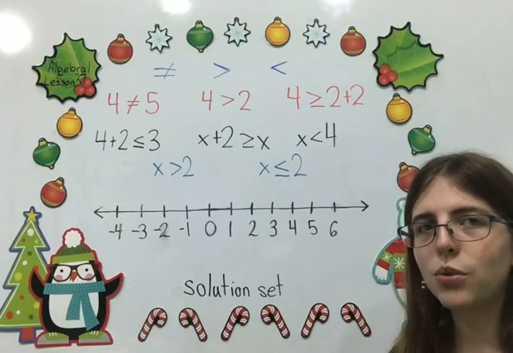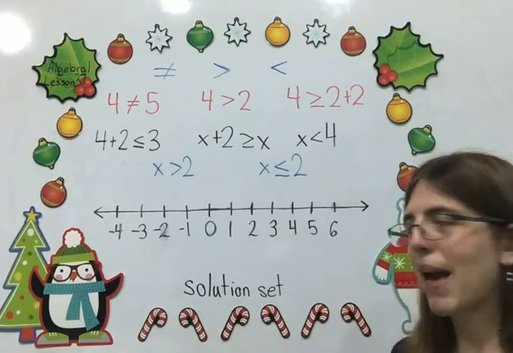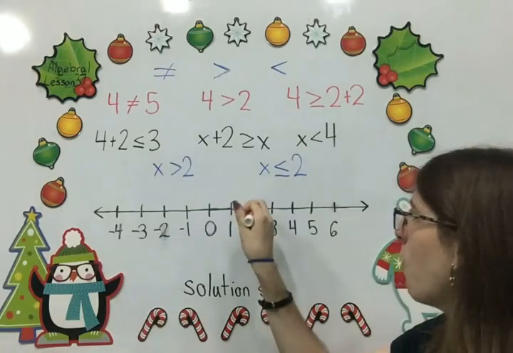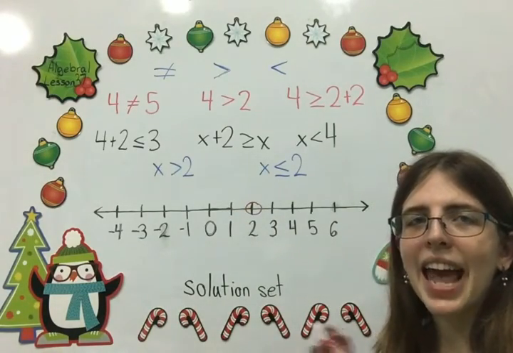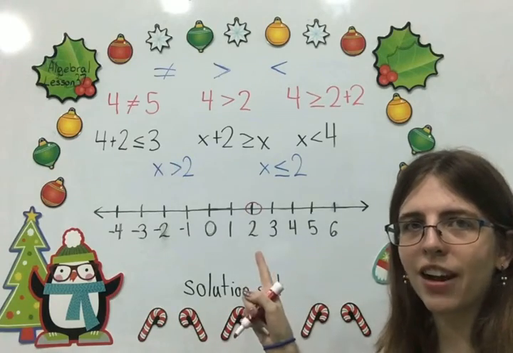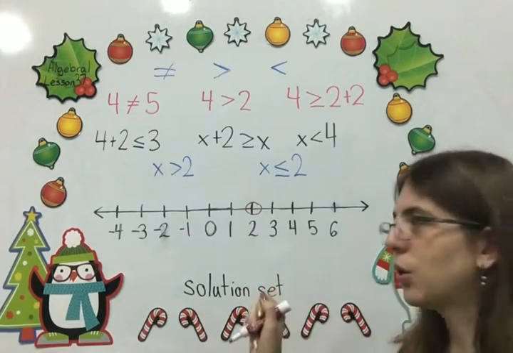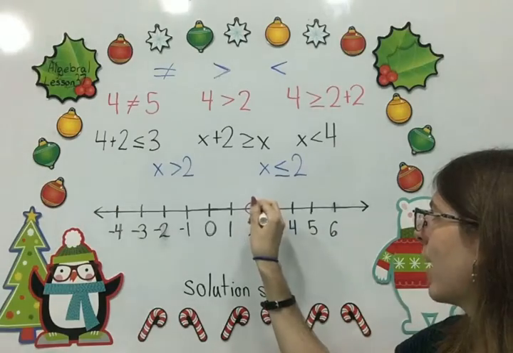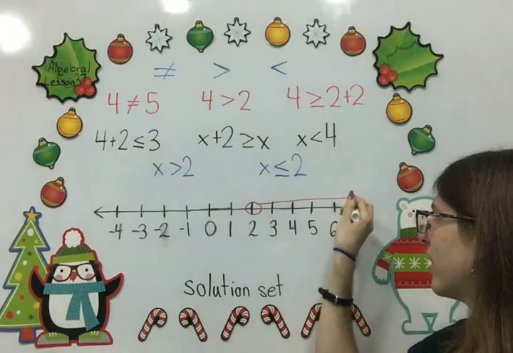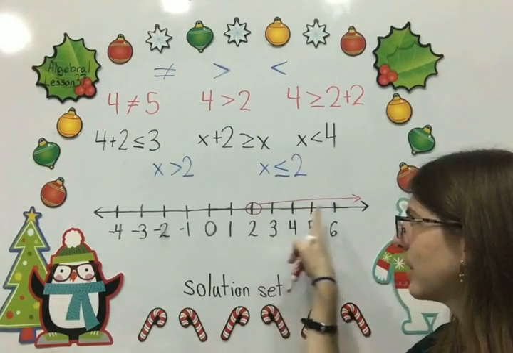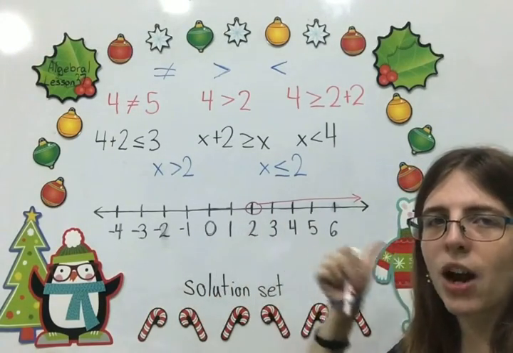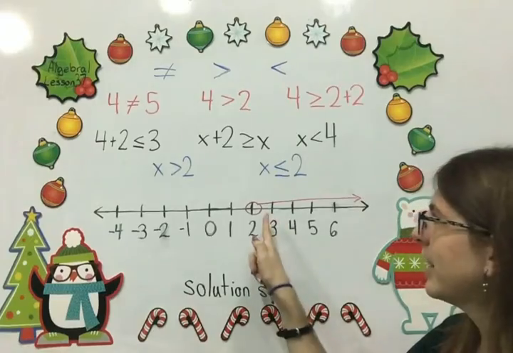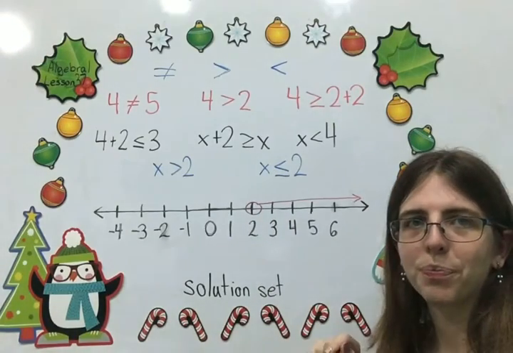No, because 2 is not greater than 2. So I have to put an open circle over that spot because it cannot be 2. It starts there, but it can't be 2. And then I draw my line in this direction towards all the numbers that are bigger than 2. So I have to draw my line to the right because numbers to the right are bigger. So this is x is greater than 2.